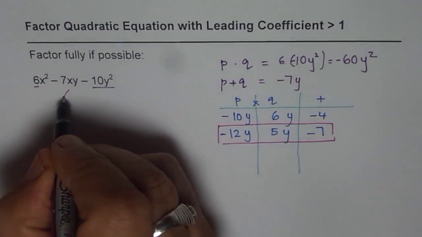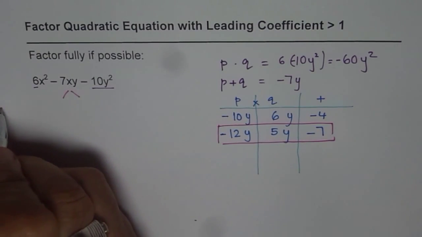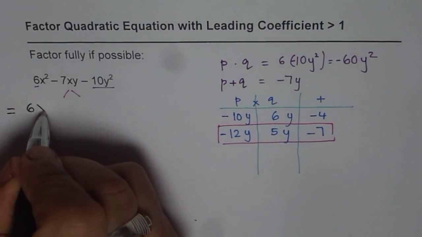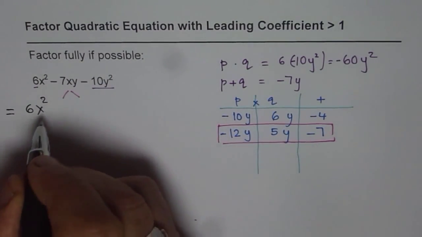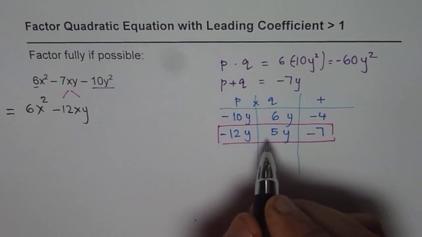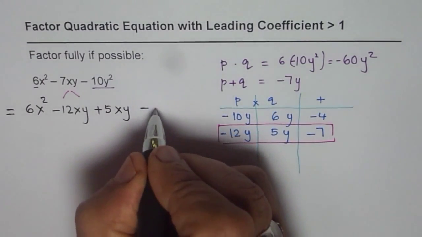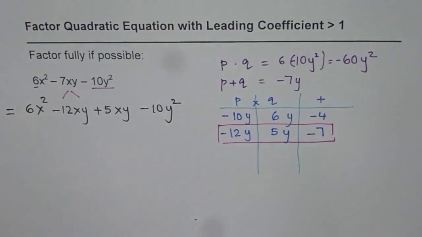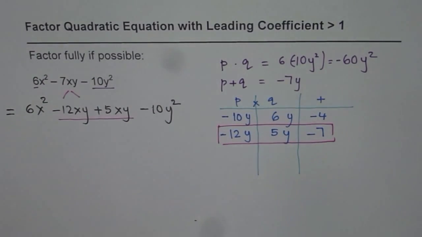So like this, you first find the right combination. Once you find that combination, then you have to split the x term and rewrite the equation just as we are doing now. So we could write this as equal to 6x squared. Instead of minus 7xy, I will use minus 12xy and plus 5xy, and retain the other terms as such. So what you see here is that this combination in the center is the same as minus 7xy, and therefore our equation is exactly similar to the given equation, correct? But it helps to factor.